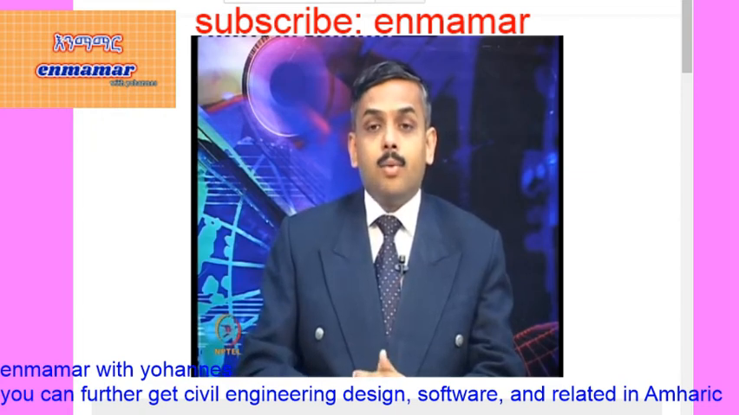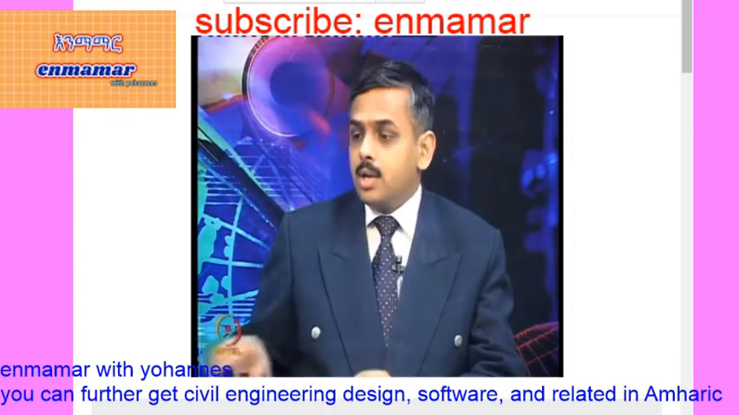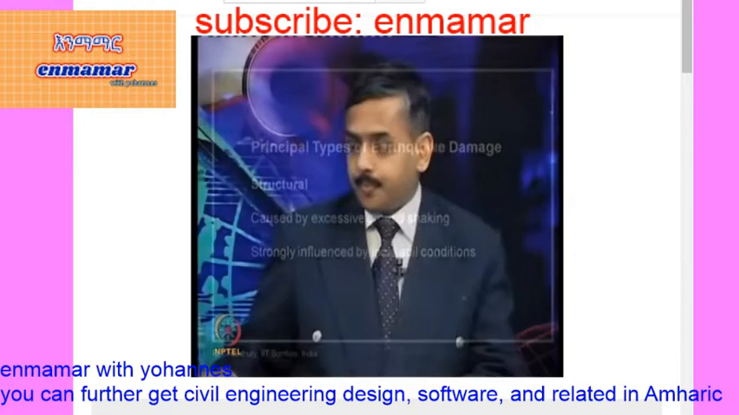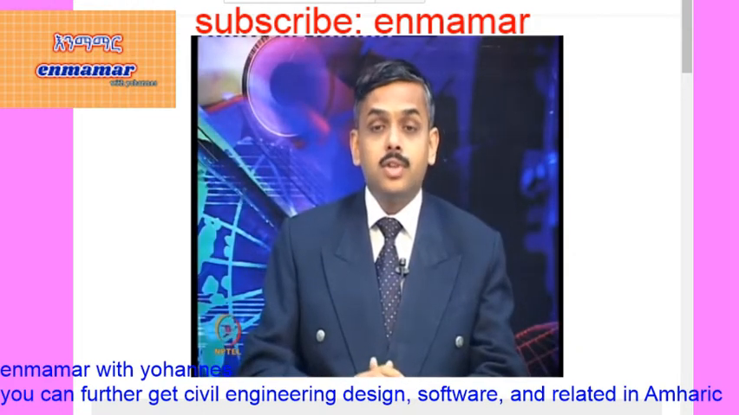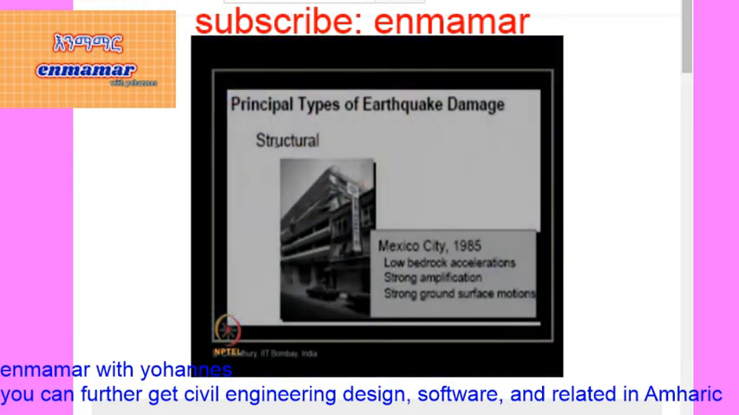Now let us see what are the various principal damages of earthquake. If we categorize the principal types of earthquake damage, there can be structural damage which can be caused by excessive ground shaking, or it can be strongly influenced by the local soil conditions. So how does this local soil condition influence the structural damage? Let us see a few historical examples.